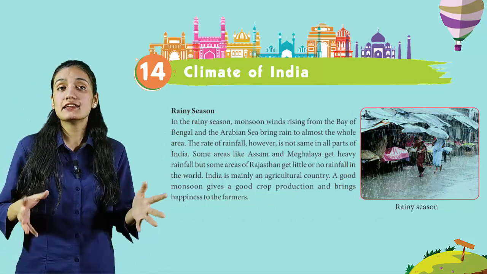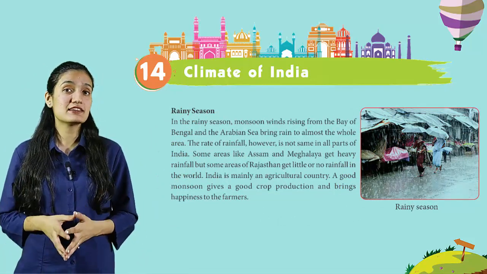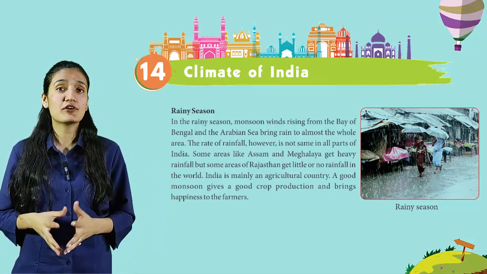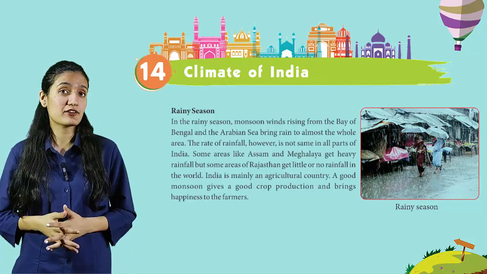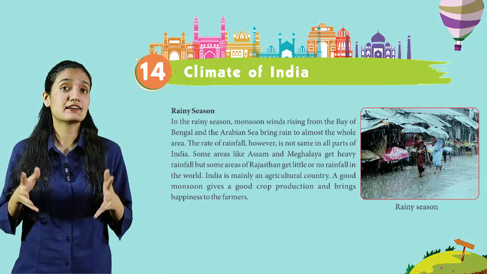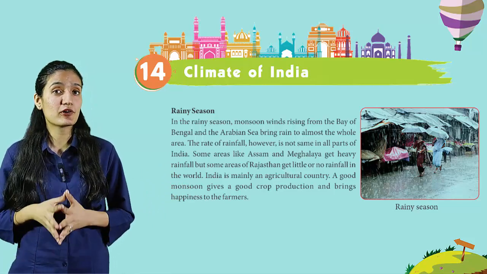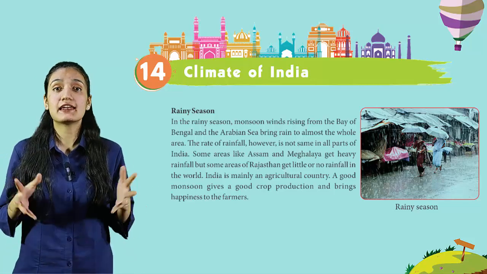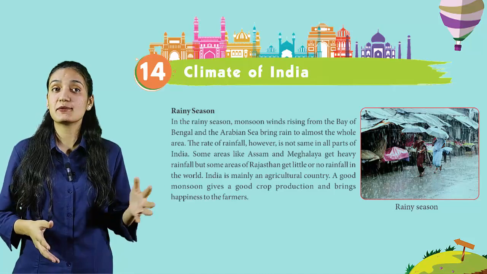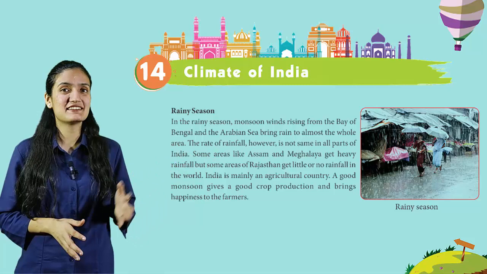Rainy season. In the rainy season, monsoon winds rising from the Bay of Bengal and the Arabian Sea bring rain to almost the whole area. The rate of rainfall, however, is not the same in all parts of India. Some areas like Assam and Meghalaya get heavy rainfall, but some areas of Rajasthan get little or no rainfall. India is mainly an agricultural country. A good monsoon gives a good crop production and brings happiness to the farmers. You can see a picture of the rainy season.